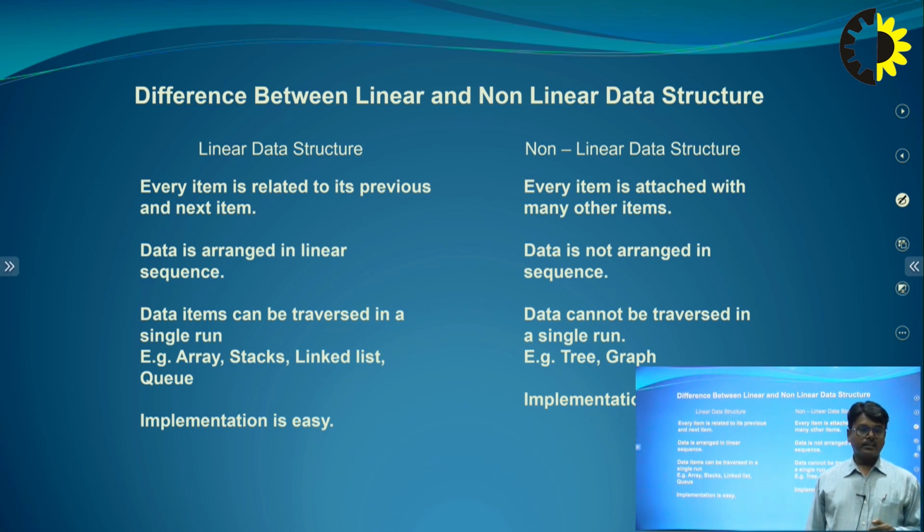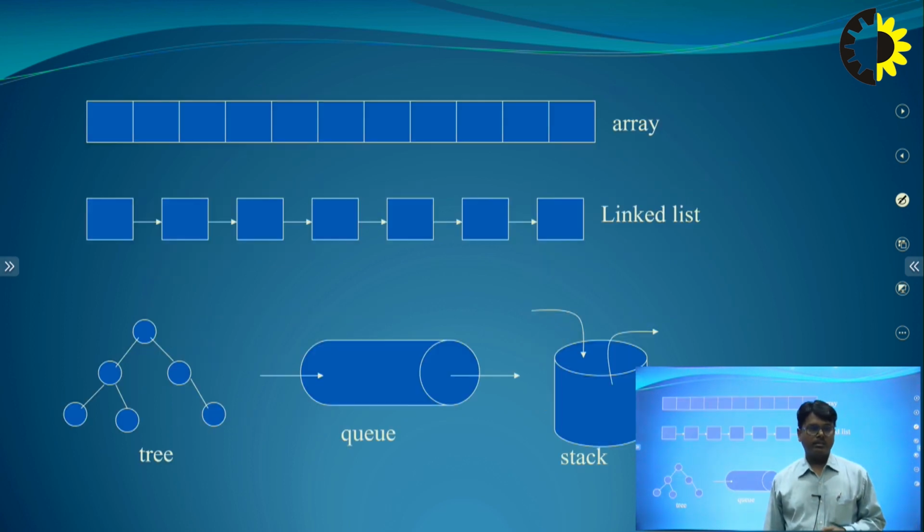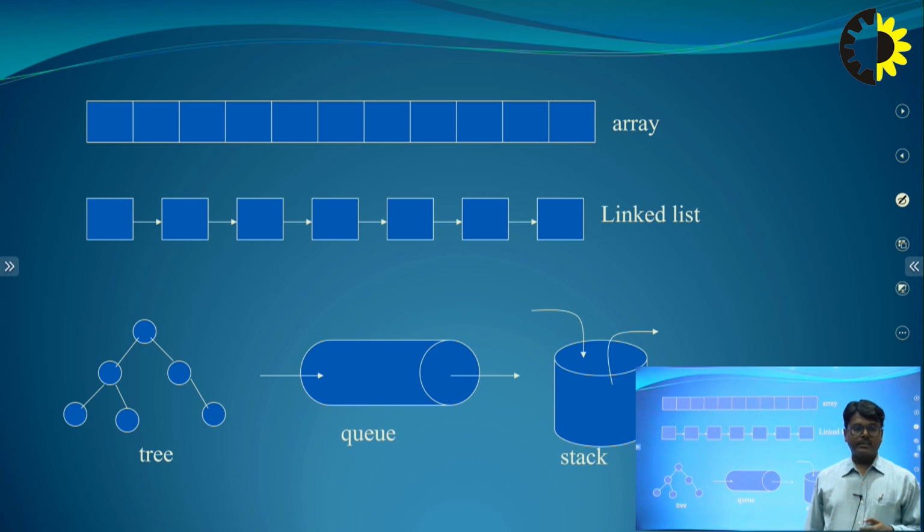It takes lots of time also, and possibly it takes many turns in order to process the whole tree. In case of linear data structure, implementation is easy, but in case of non-linear data structure, implementation is tough and it takes time.